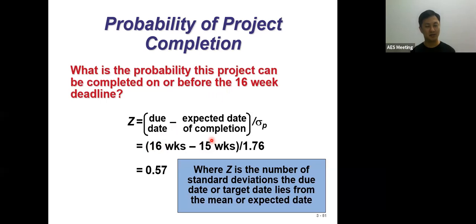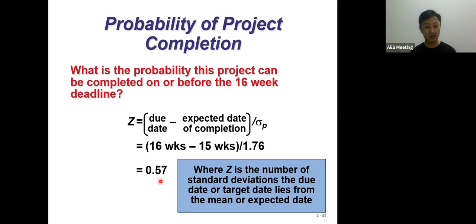But what is our standard deviation here, right? The project variance, the standard deviation, is 1.76. So we apply this formula, and here we get 0.57. Is it 0.57, saying about 57% probability for the project to be complete before or on the 16 weeks? No. This is a Z value here.